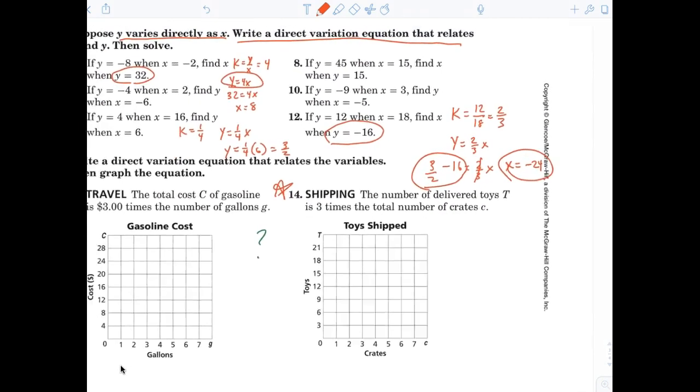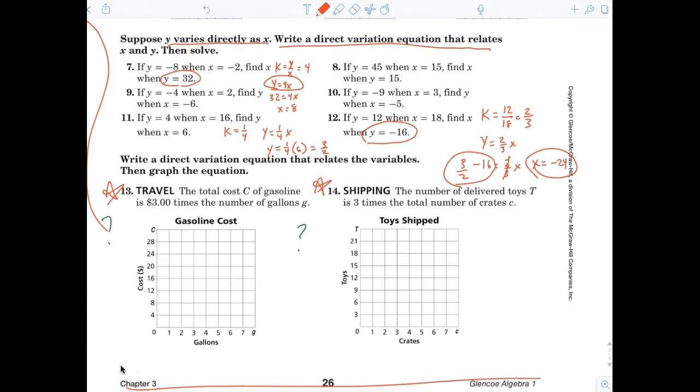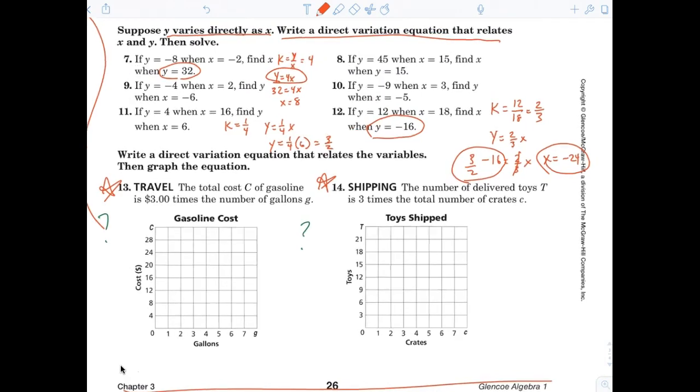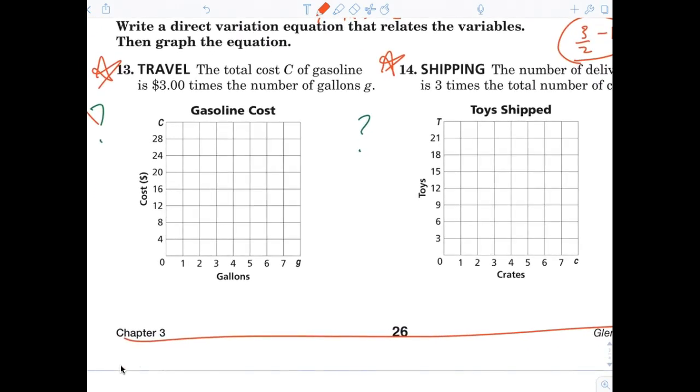Anybody else? I have a question on 15. Okay, so here it says the total cost C of gallons of gas is 3 times the number of gallons. So your cost is 3 times your number of gallons, right? Yeah. Or $3, right? So, if you buy 0 gallons, how much does it cost?